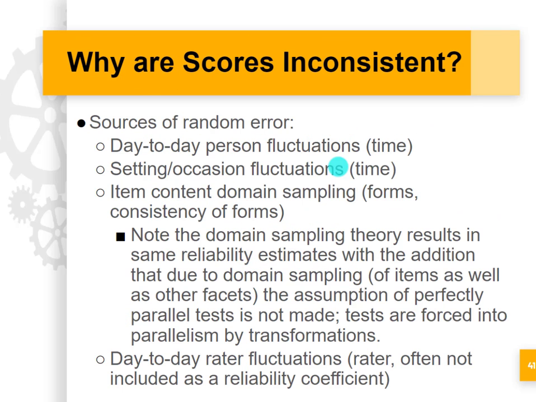There's lots of reasons why scores can be inconsistent. It can be sources of random error, day-to-day fluctuations. Sometimes somebody has a bad day, so their scores aren't going to be as reliable. It could be the types of forms that you're using. Maybe one day you're doing a multiple choice form, and the other day you're doing an essay type of test, and so that type of item is affecting the test taker's ability to perform in the same way.